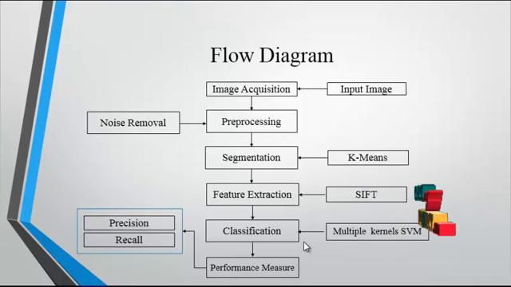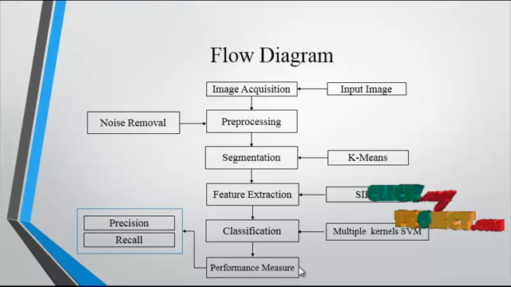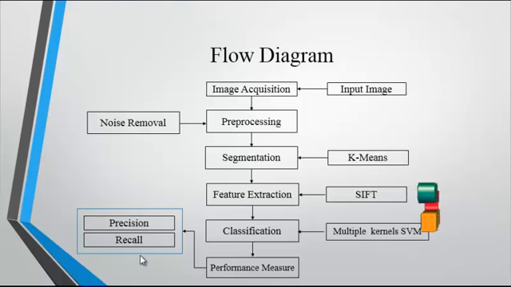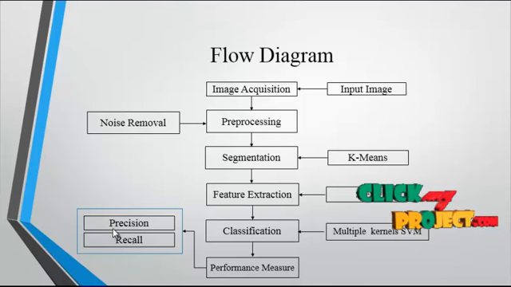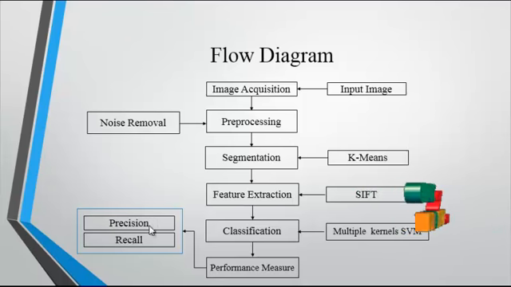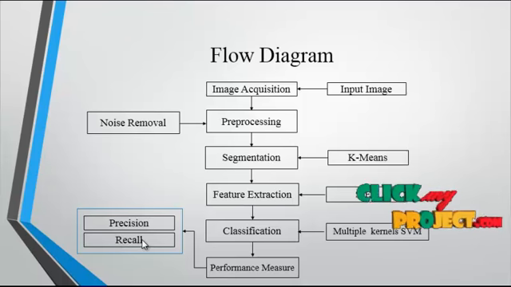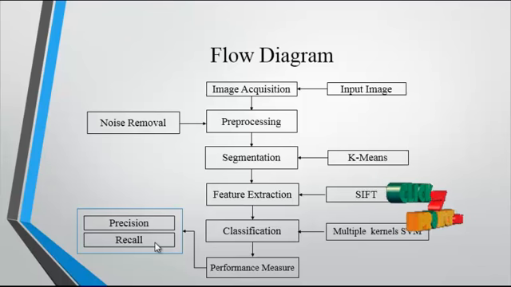After the classification process, the performance evaluation is done. In this performance evaluation, we consider two major performance measures. The first one is the precision of the process and the second one is the recall of the process. In addition to that, the accuracy is also calculated by this method.